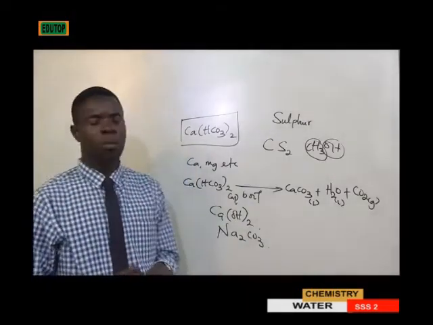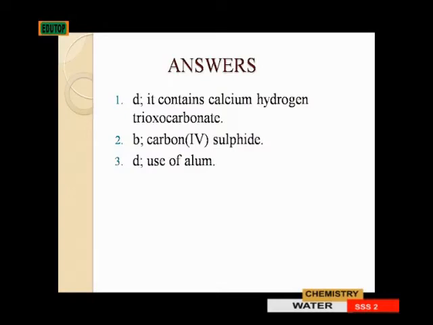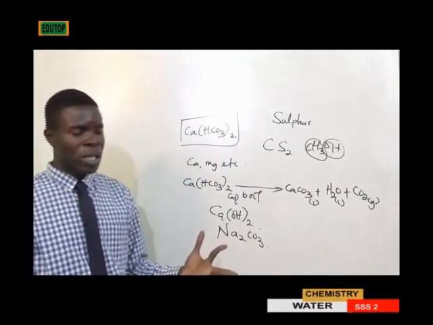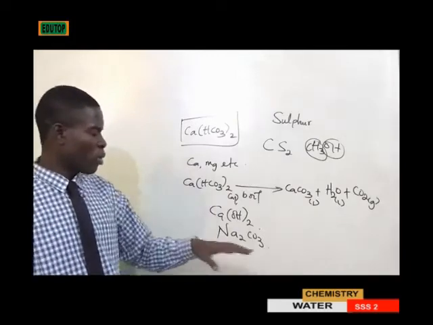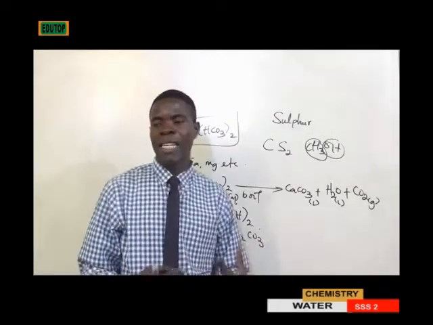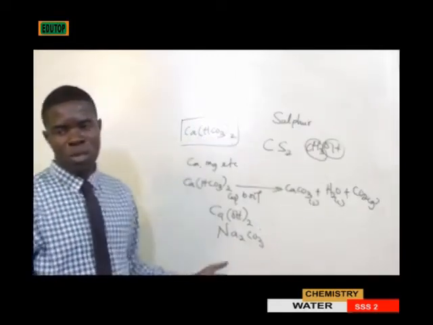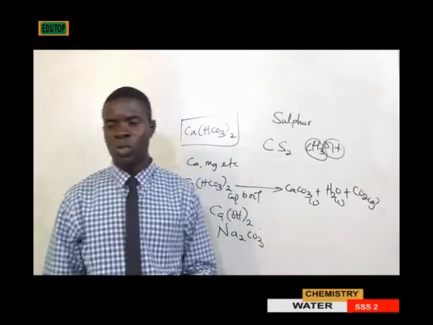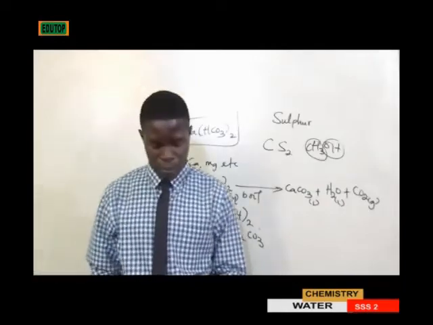Use of alum. You cannot use alum to remove temporary hardness, because alum, also known as potash alum, is used in the process of coagulation to clump the dirt together, so it cannot be used to remove temporary hardness. So the only odd answer here is D, which is the use of alum, and that is the answer.